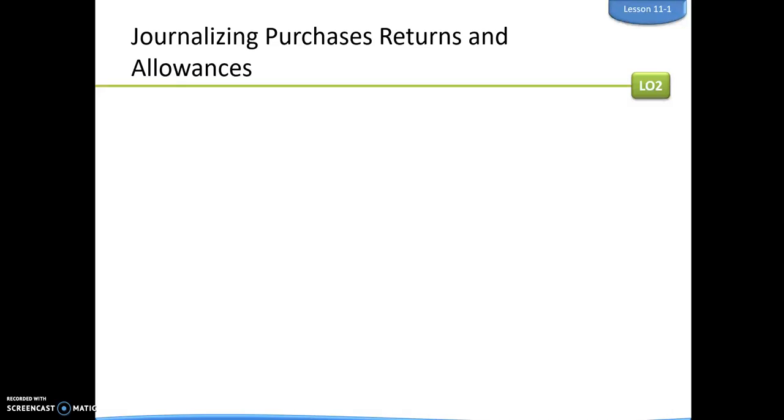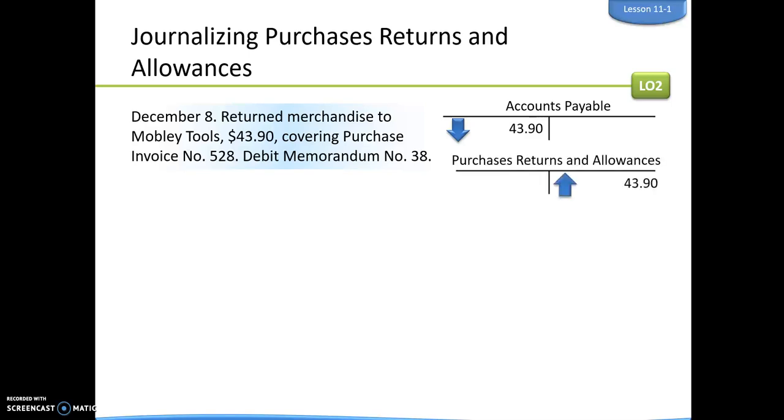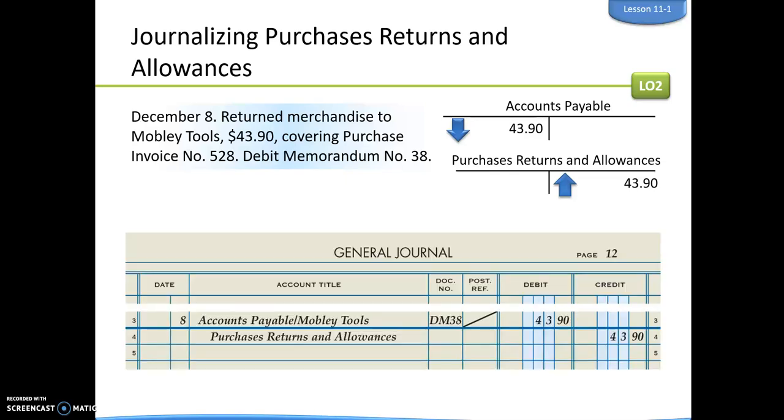Journalizing purchases, returns, and allowances. December 8th, returned merchandise to Mobley Tools, 4390, covering purchase invoice number 528, debit memorandum number 38. Accounts payable is decreased. Purchases, returns, and allowances is increased.